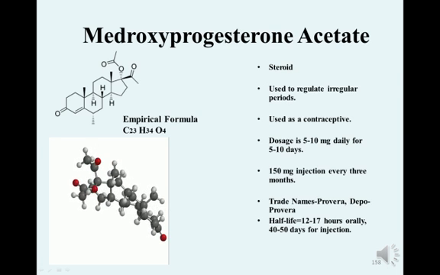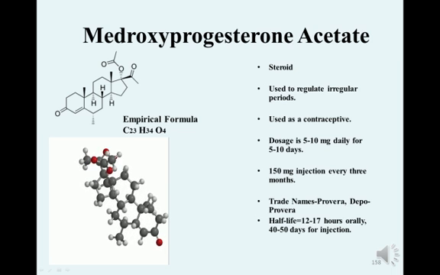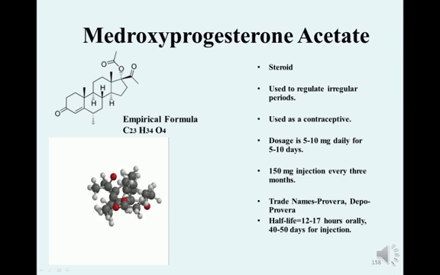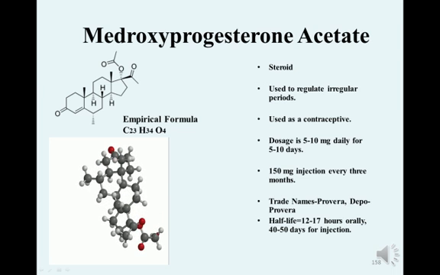This is the drug medroxyprogesterone acetate, used to treat irregular periods and also a form of contraceptive, sold under the trade name of Provera or Depo-Provera.